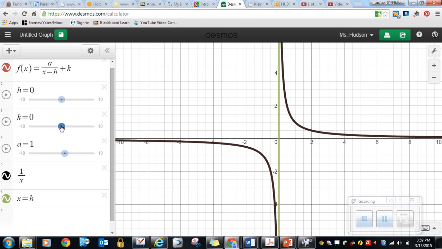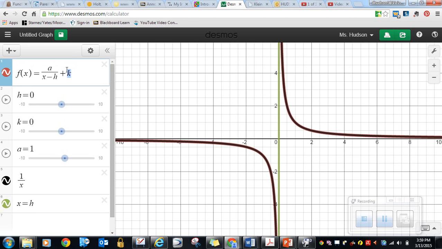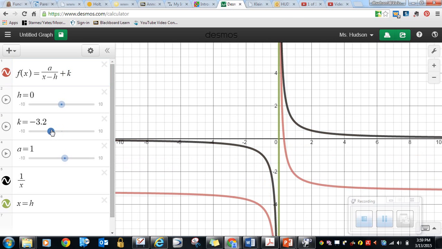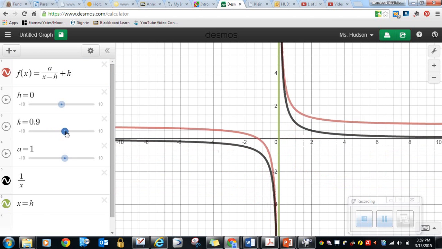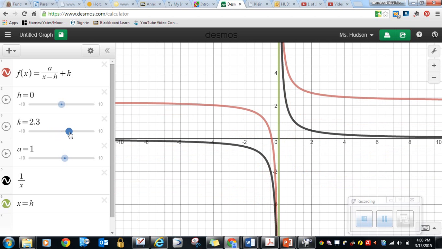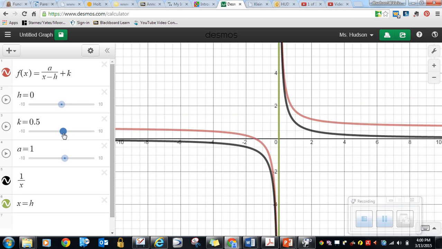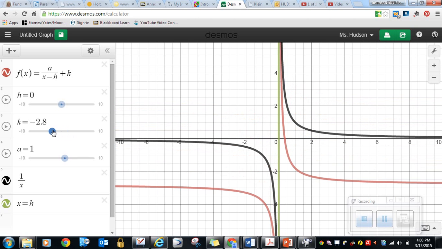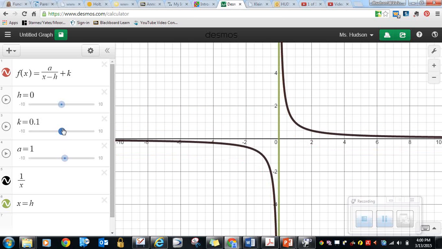If I want to translate it up or down, I have to change it outside, adding or subtracting outside for my vertical translation. I'll move it down by subtracting a number outside, and up by adding a number outside. Notice the vertical asymptote stays exactly the same place because we're not moving it left or right.